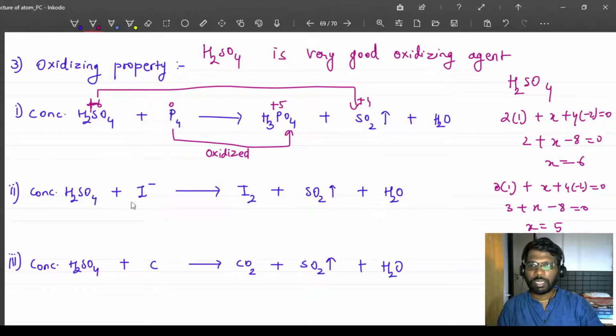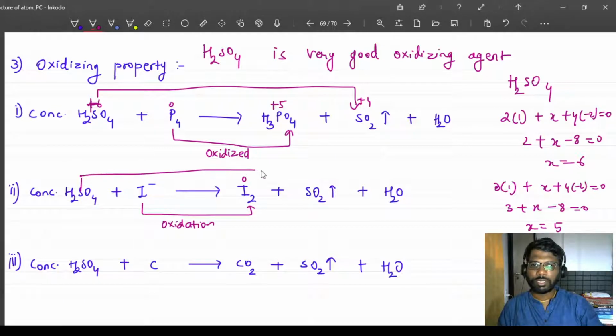Now here it is an iodide ion, in the minus 1 oxidation state. It is getting oxidized to 0. Minus 1 to 0 is a higher number, so this is oxidation. And here sulfur is getting reduced. This is reduction. In the same way here, carbon is in 0 oxidation state and is getting oxidized to plus 4 oxidation state. This is oxidation. So all these reactions show the oxidizing property of sulfuric acid.